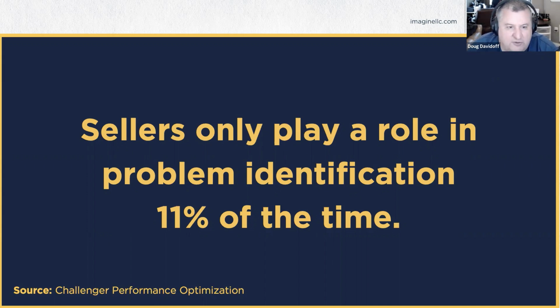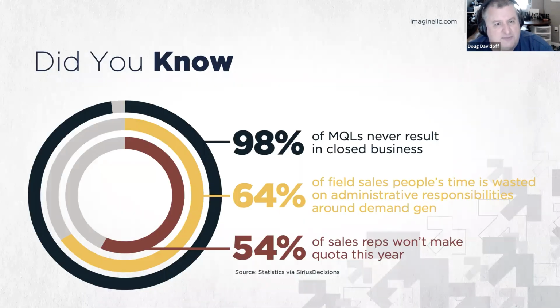We're not having influence when the motion starts. We're not having influence where that motion goes. That's why we're having to work so hard. And that's why this is no surprise. 98% of MQLs never result in closed business. 64% of salespeople's time is wasted on admin responsibilities. 54% of sales reps won't make quota this year. Right? That's all true because we are in such a reactive position.